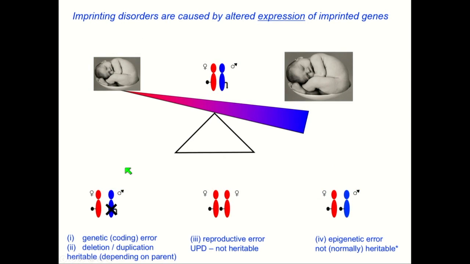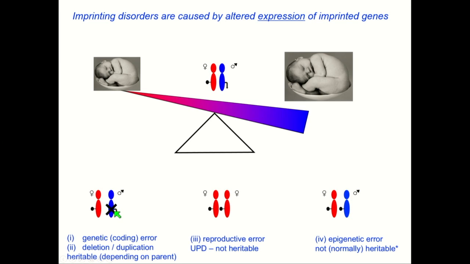Now, what this means is that imprinting disorders are caused by changing the expression level of imprinted genes. And there are three different ways of doing this, basically. Firstly, you can alter the gene itself. There can be genetic or coding errors in the one allele that is being expressed.